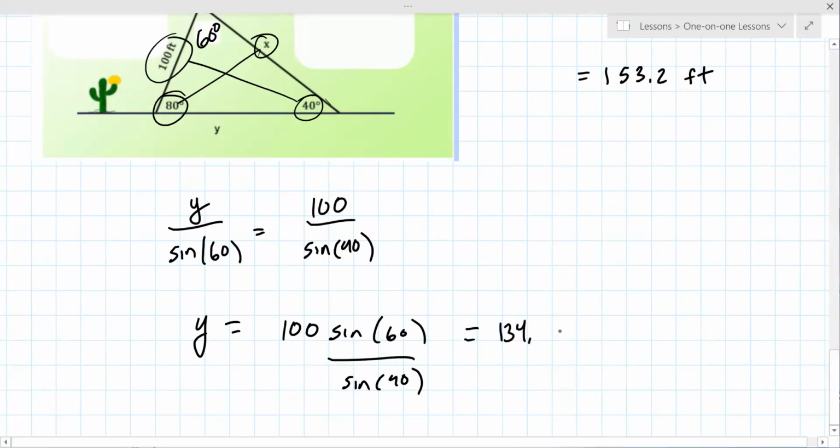So 134.73 feet. From a glance, that's pretty reasonable. This one's actually proportional compared to the last one.